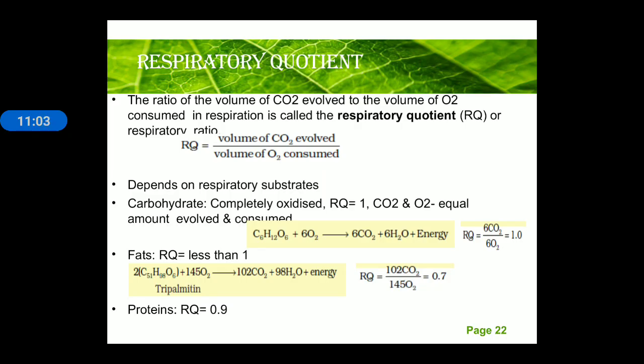Respiratory quotient. Now what is respiratory quotient? When a substrate is oxidized in the presence of oxygen, the ratio of the amount of CO2 evolved to the volume of oxygen consumed is known as respiratory quotient. Means respiratory quotient is equal to volume of CO2 evolved divided by volume of O2 consumed. So the ratio of volume of CO2 evolved to the volume of O2 consumed in respiration is called respiratory quotient.